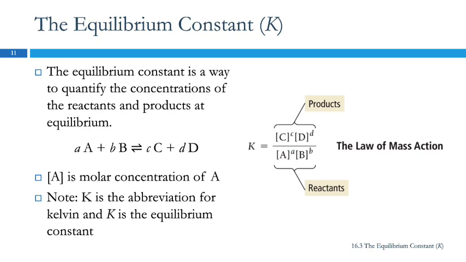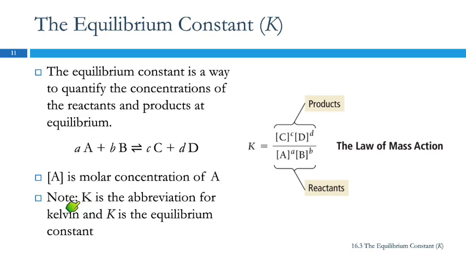So if we look at our generic equation here, A and B reacting to form C and D, where the lowercase letters are the coefficients in the balanced chemical equation, we note that the brackets around A indicate the molar concentration of A. Similarly for B, C, and D, the brackets mean molar concentration.